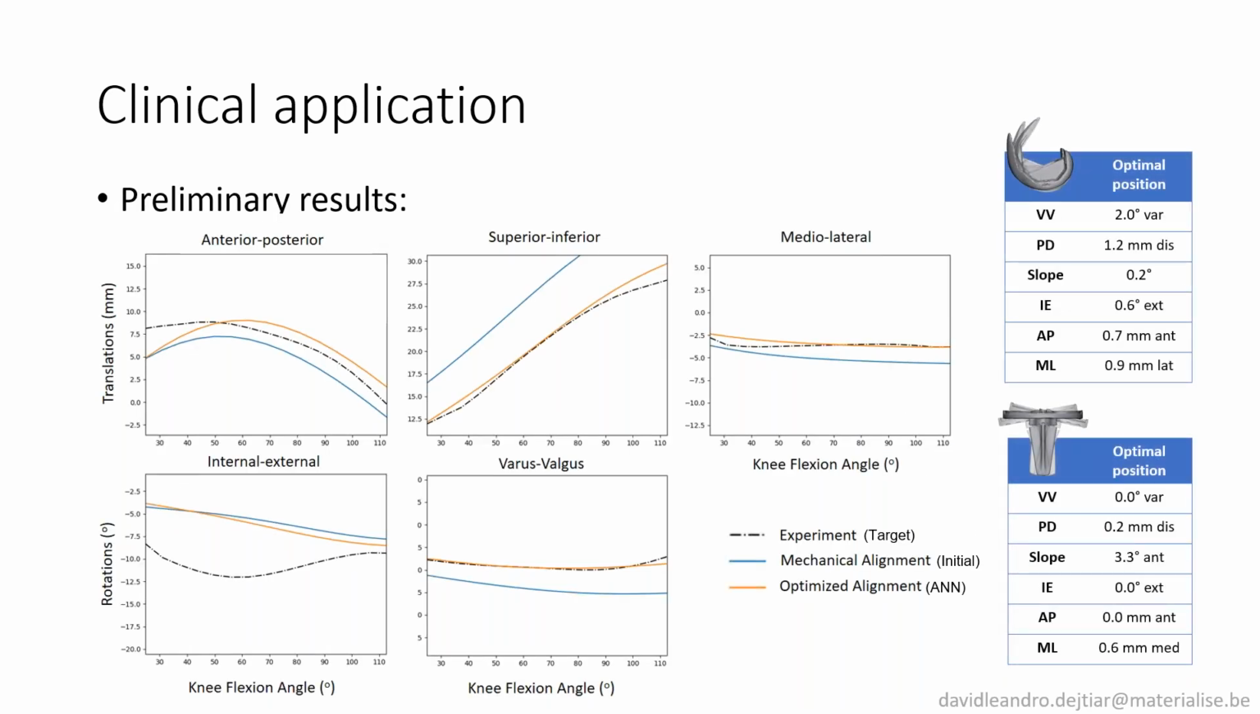This is work currently under development, but to give you some preliminary results, at this point, we could effectively approach native kinematics with small variations of implant position with respect to the initial mechanical alignment shown here on the right. In this graph, the black dotted line are experimental values, and the blue is the initial alignment with the mechanical alignment, where the orange line is the optimized values that our artificial neural network could find. We see that only the internal-external kinematics remain with large differences, although it is a pattern that we also see with custom patient-specific implants.